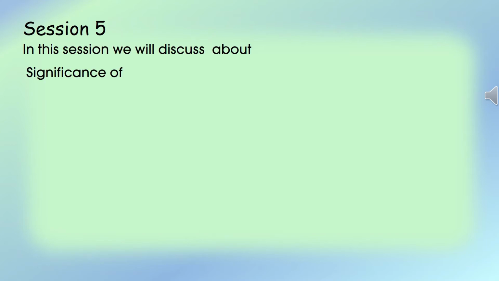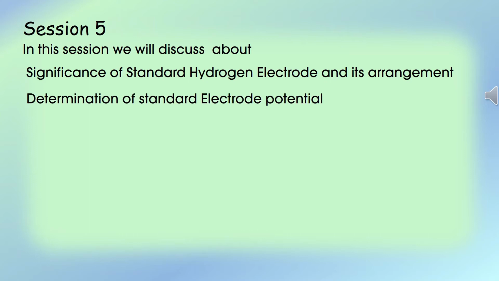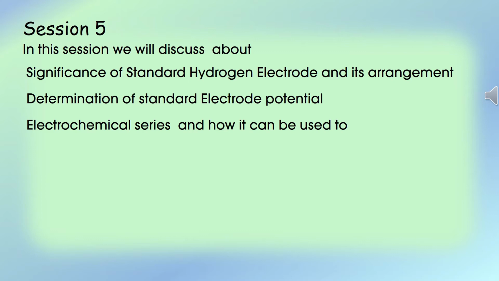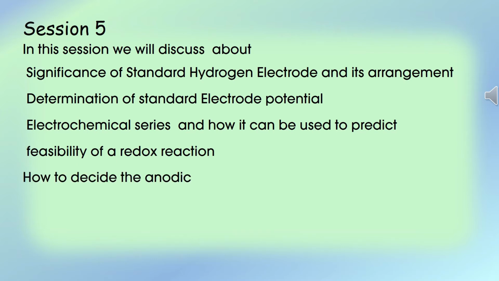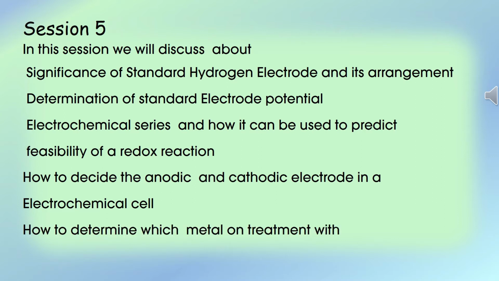In this session, we'll discuss the significance of the standard hydrogen electrode, its arrangement, determination of standard electrode potential, the electrochemical series and how it can be used to predict the feasibility of a redox reaction, how to decide the anodic and cathodic electrode in an electrochemical cell, and how to determine which metal on treatment with acid will liberate hydrogen.